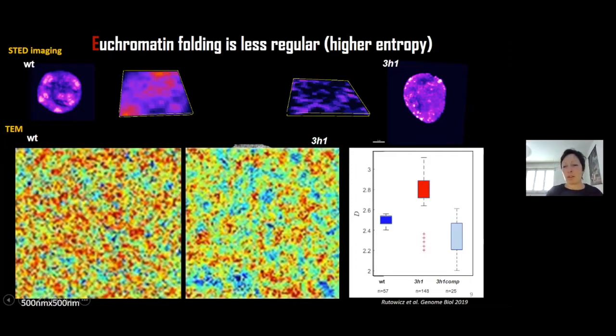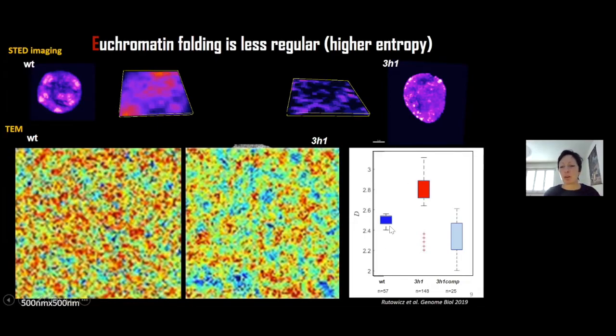And what you can see is that in the triple mutant, we have a strong gain in this dispersion, or entropy, in chromatin density distribution. And we can restore this effect by complementing the triple mutant line with a single H1.1 variant.